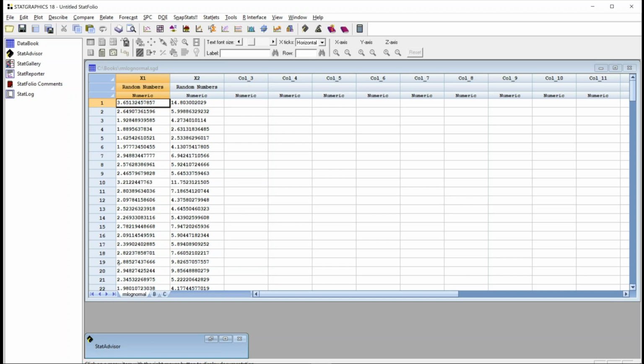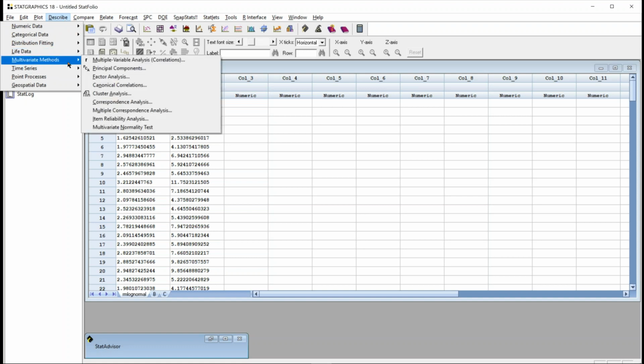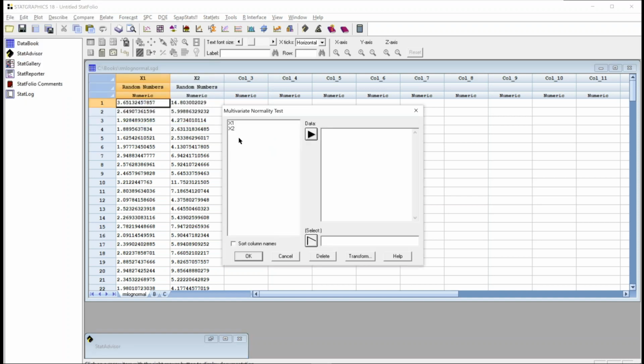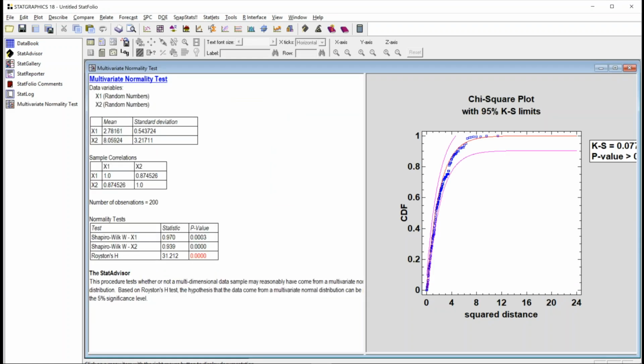Now, let's suppose I went to describe, multivariate methods, multivariate normality test. I told it to look at X1 and X2. When that output appears, you can take a look at Royston's H statistic and see whether or not those data jointly follow a normal distribution, a multivariate normal distribution.